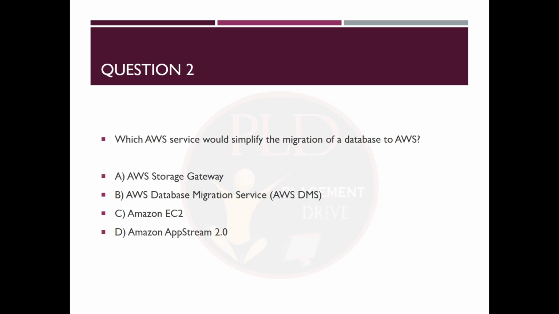Here is the second question. Which AWS service would simplify the migration of a database to AWS? The first option is AWS Storage Gateway. Option B is AWS Database Migration Service. Option C is Amazon EC2. And option D is Amazon AppStream 2.0.